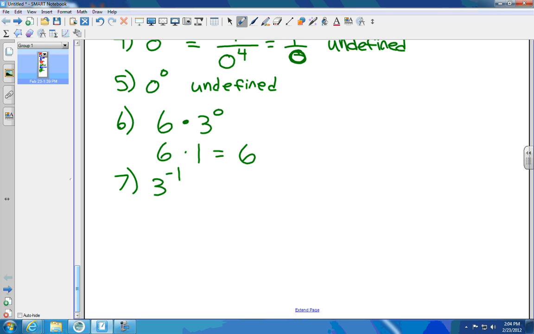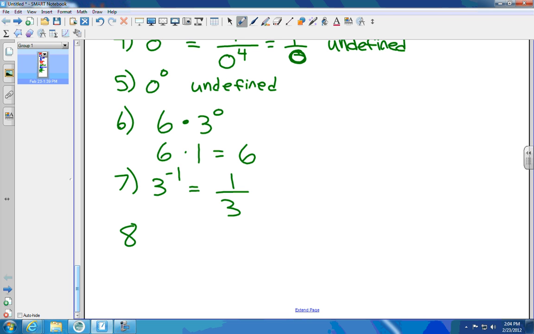3 to the negative 1. How do we make that a positive 1? Move it to the bottom. So what's left on the top? 3 to the 1. What's left on the top? 1. 1 over 3, and it's now positive. You don't even have to put that. It's just 1/3 for your answer.